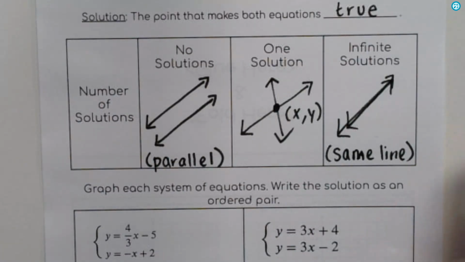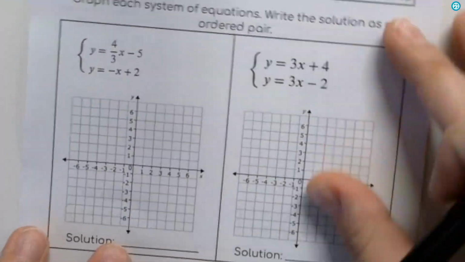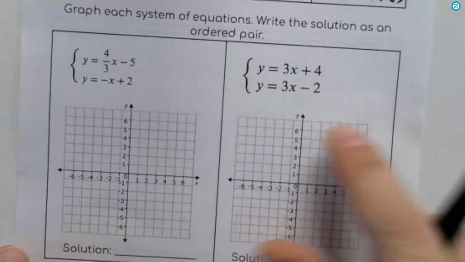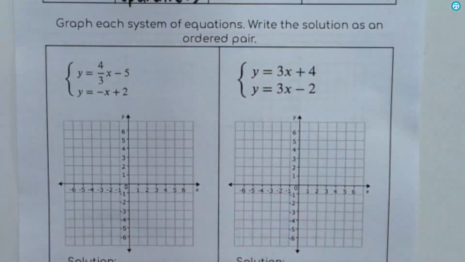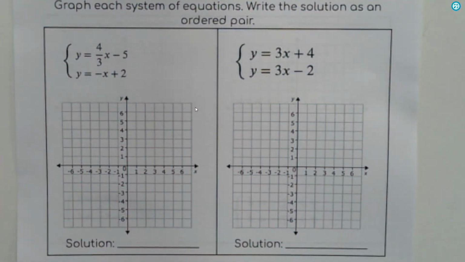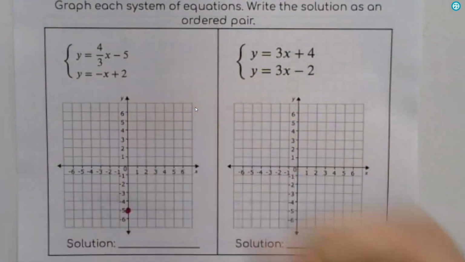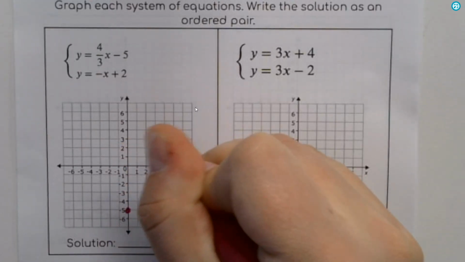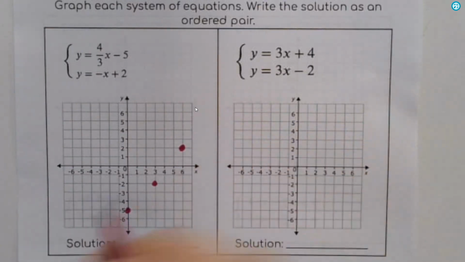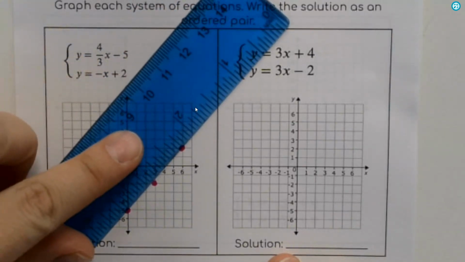So let's move down to our examples. Our first one we've got is y equals 4/3 x minus 5. Let me grab two different colors of pen so you guys can see the difference between the lines. So I'm going to do this first one in like pinky. So we're going to start our graph at -5. And we're going to graph a slope of 4/3. So we go up 4, right 3, up 4, right 3. We can go ahead and connect those.